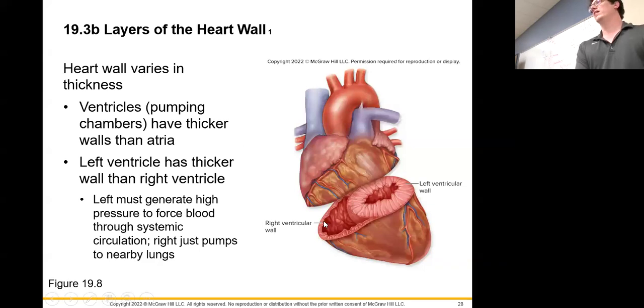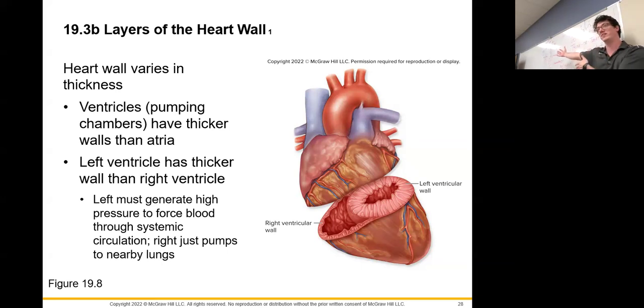All right. Now, the layers of the heart wall are also going to be quite different. Once again, our lungs are 2 or 3 inches away from your heart at their furthest. Your toes are 3 feet away. I just realized that's my hand. That's not my toes. It's basically the same.